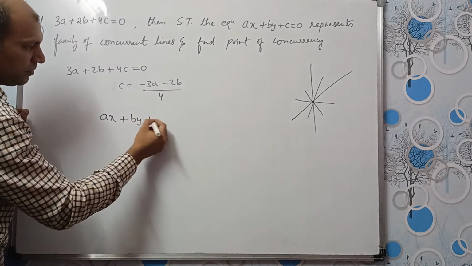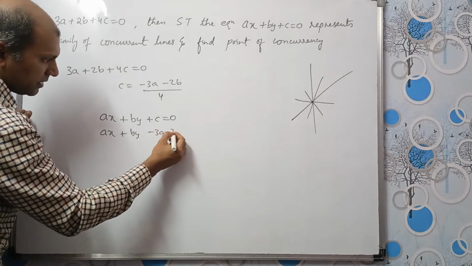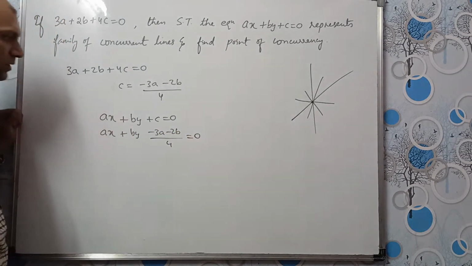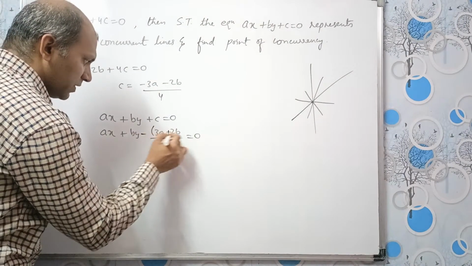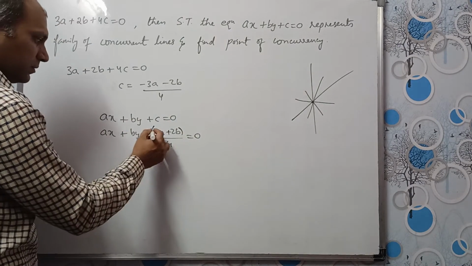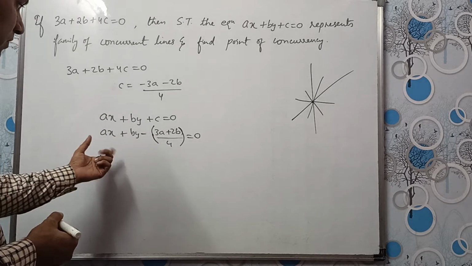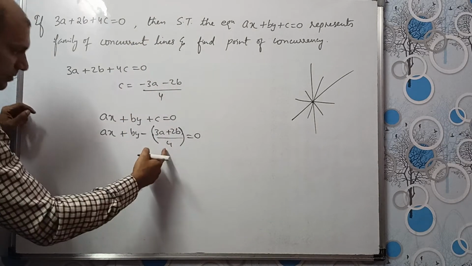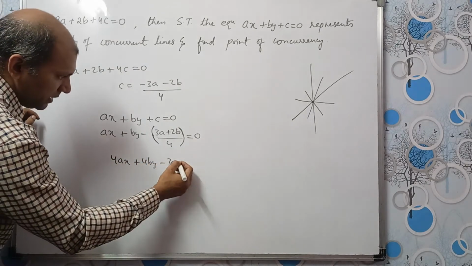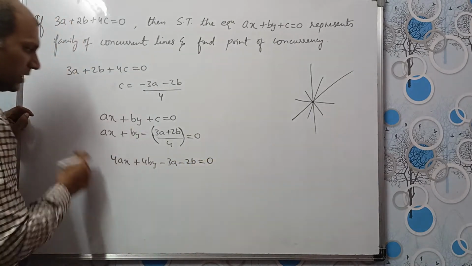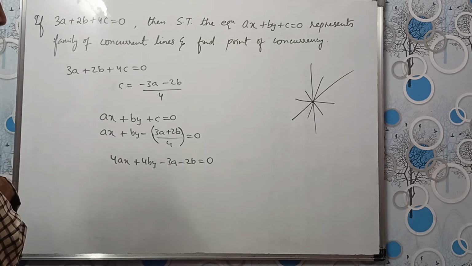ax plus by plus c is equal to 0. So ax plus by, in place of c, let us substitute this, divided by 4 equal to 0. If you take minus common, write minus here, so it will be like this, right? Now, this is one method. If you simplify this, 4 goes here, so it will be 4ax plus 4by minus 3a minus 2b is equal to 0. We multiplied by 4 on both sides. Okay. We can do this, or we can simplify.